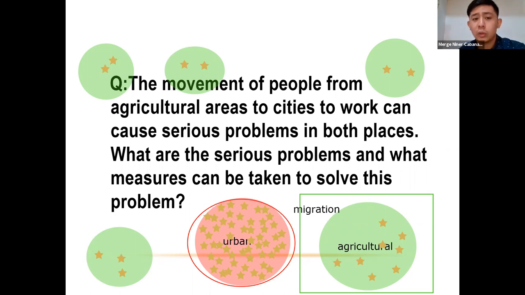Of course, what we should do, okay, is take a look at this. This is very simple. Look at the stars right here. We will be removing them and we will be transferring them to agricultural areas, dividing them properly so that more workers are in agricultural areas and few people are left in urban districts. See that? So it's much better now.